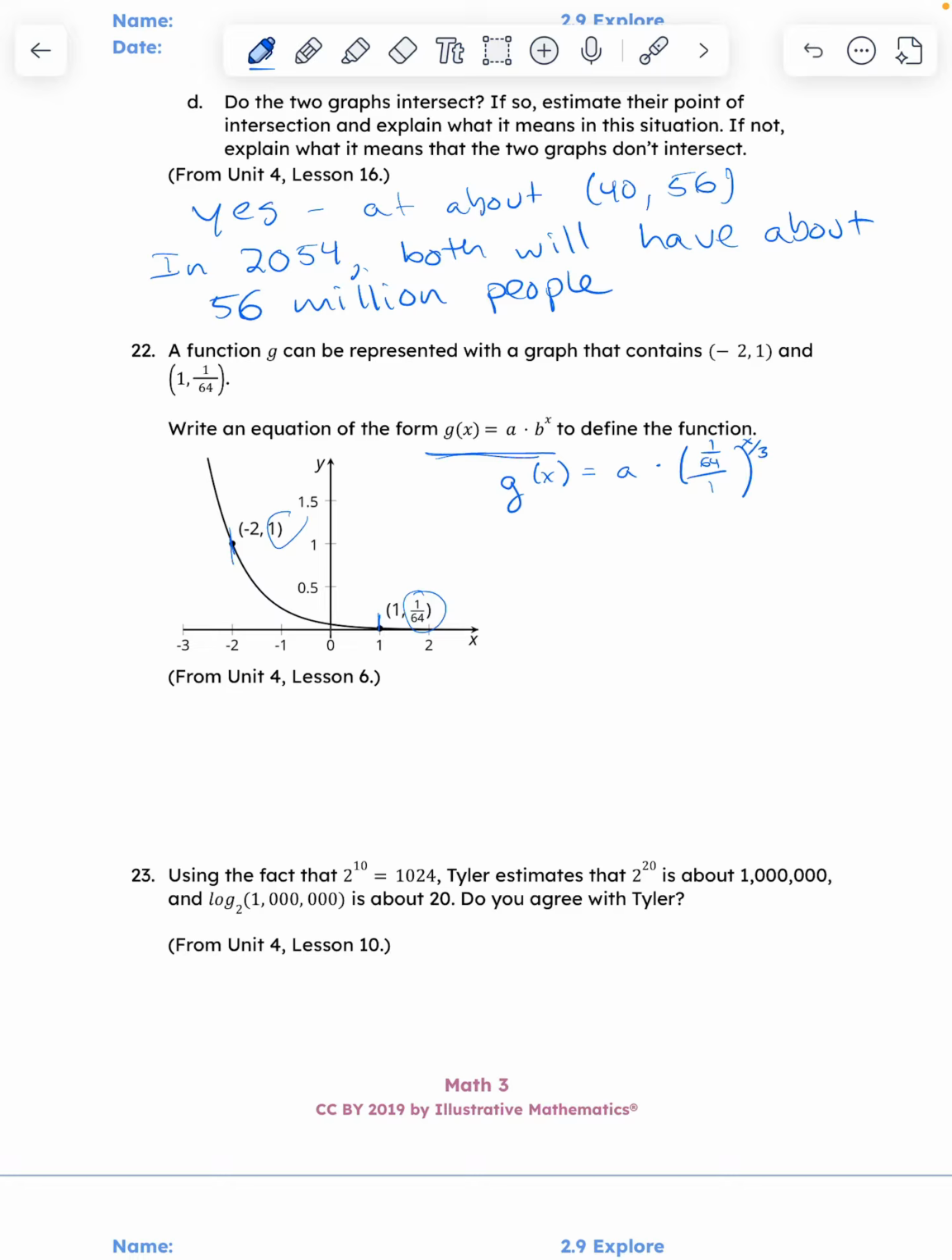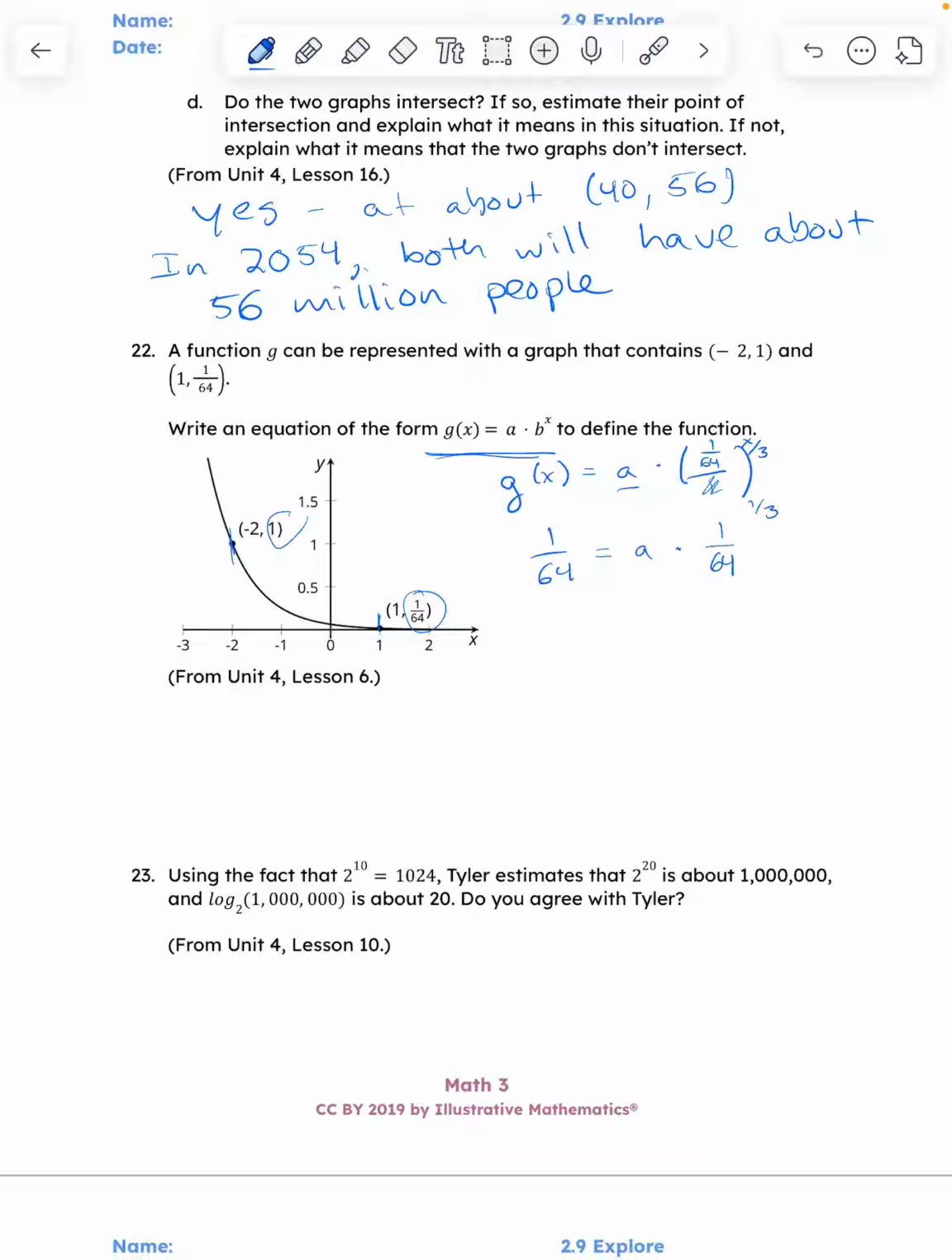I need to solve for my a, so I can use either of my points to solve for a. And I'm going to use 1 and 1 over 64, and that may sound crazy, but trust me, it's all positive numbers. I already have a 1 over 64 kicking around in my function, right? Because when I divide by 1, it goes away. So I can say my y value, 1 over 64, is equal to a times 64, my b value, to the x over 3 power. And here my x is 1, so it's to the 1/3.